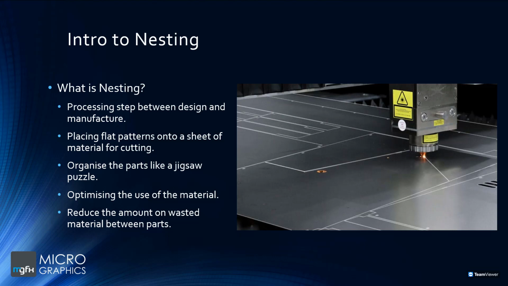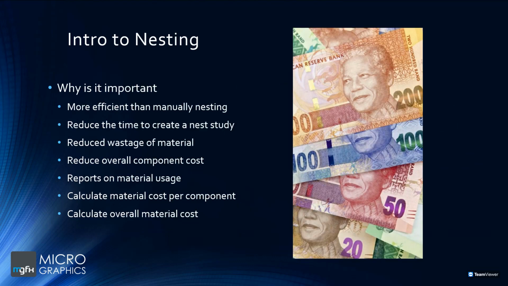But that is basically your intro into what is nesting. Our next slide here, we will look at why is it important to nest, or why is it important to have something like the nesting and fabrication extension. Typically, without having some sort of nesting program, you would be nesting manually. So you'd be taking those shapes, manually trying to organize and position them on a flat sheet. So being able to automate this task and have the computer do this is going to be more efficient than manual nesting. And at the end of the day, that will reduce the time to create that nesting study. This time saved can then be spent by the designer doing more value-added tasks. It opens up their time to do more value-added tasks. At the same time, it's going to allow you to reduce the wastage of material.